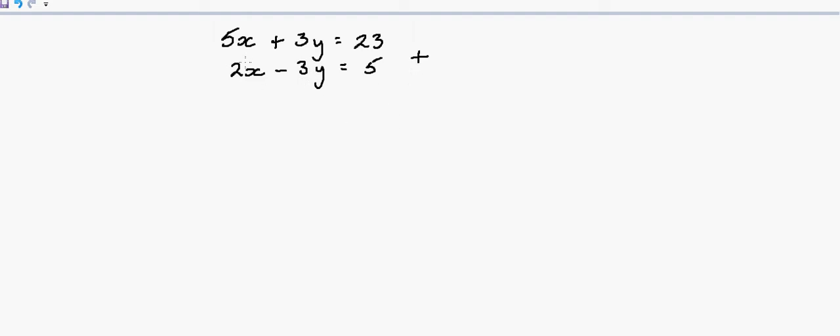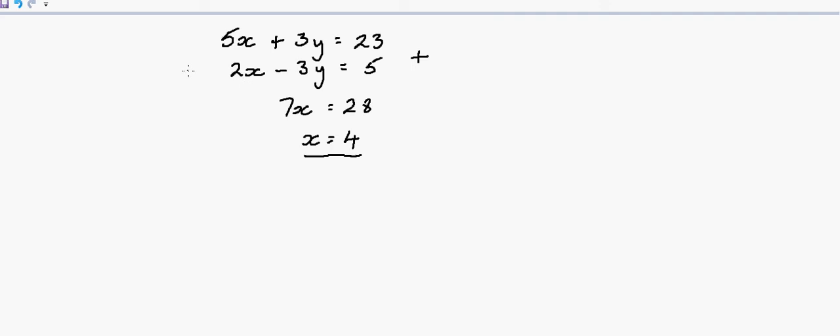So 5x plus 2x is 7x. Plus 3 added to minus 3, it disappears. 23 plus 5 is 28. So 7x equals 28. And then x must equal 4, because 4 7s equal 28. So I now know the x value.